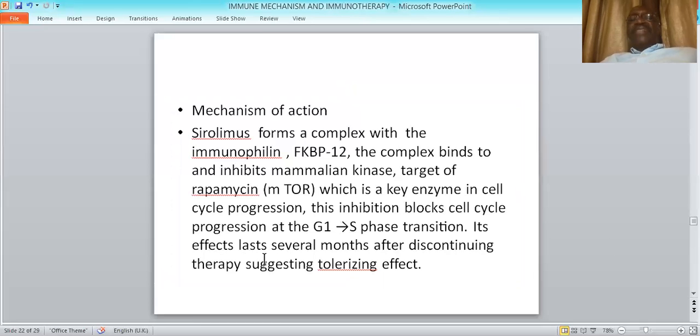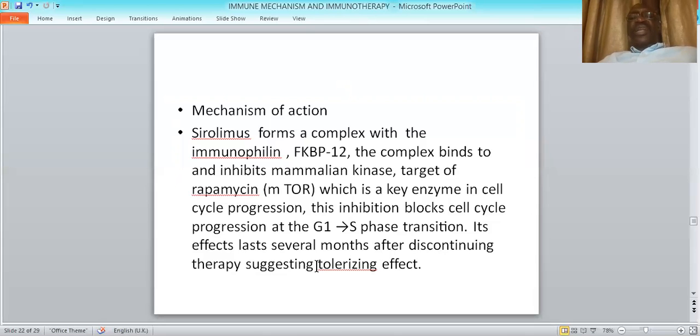Its effects last several months after discontinuing therapy. It means for several months, this G1 to S phase transition is still blocked. And if it is still blocked, it means, for example, tissue rejection will still be put on hold. It will still be suppressed. And this suggests a tolerizing effect.